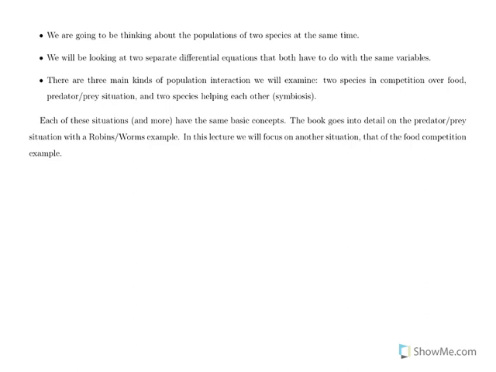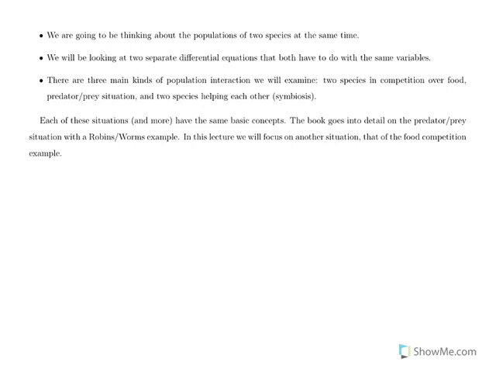We looked in the first few sections of this chapter at the population of maybe one species and how it may grow over time or decrease over time. But in a more real-life situation, there may be more than one population of species that affects each other. So what we're going to have here is not just one differential equation, but two differential equations that both have to do with the same variables. We're going to have the variables be the population of the first species and the population of the second species.